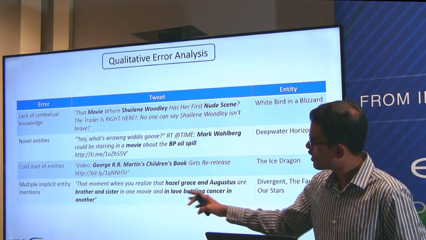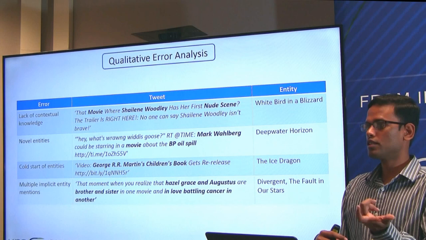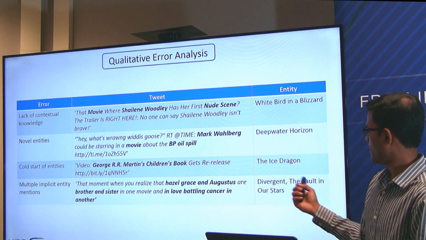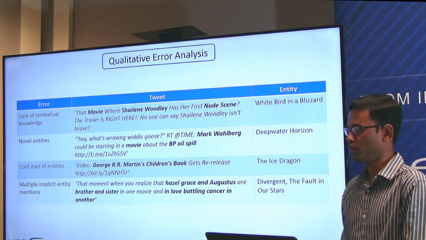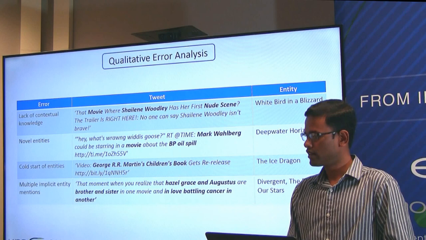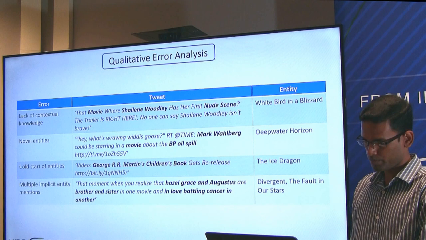And there were a few tweets that had two implicit mentions in the same tweet. Here you have Divergent and The Fault in Our Stars. In the formulation of the problem, we link only one entity per tweet, so we are missing some of these. These are the things we found that we went wrong.